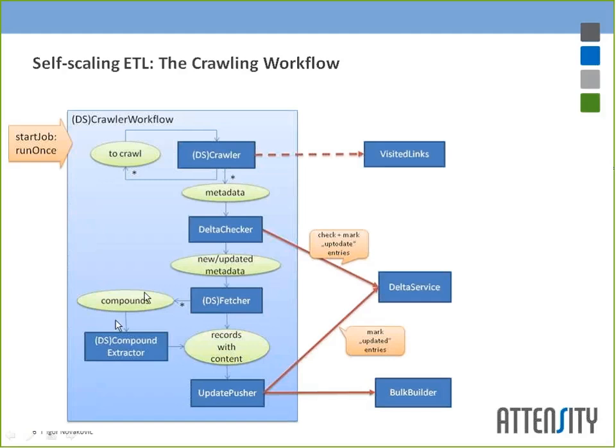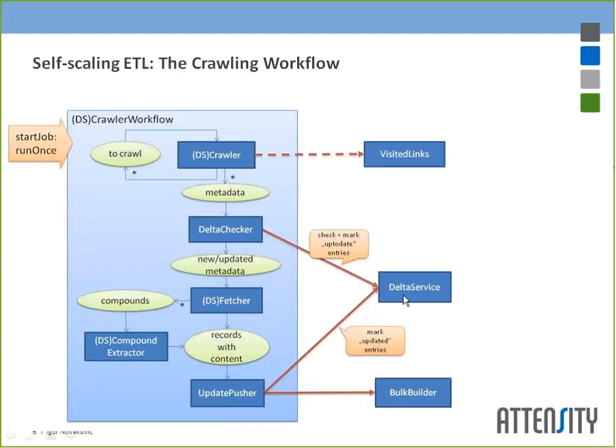This can, of course, be done recursively, so that the compound extractor, for example, while expanding a zip archive, can extract all of the records contained in this zip archive, even if it contains other zip archives in itself. And at the end, where we have the filtered records, only the new and updated ones with their contents, we are ready to push those records to a processing workflow, and the gate for it is the so-called bulk builder.